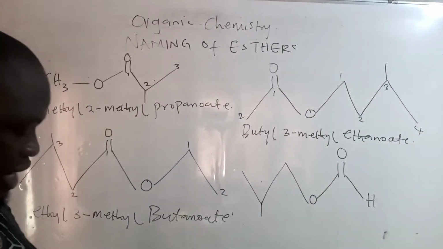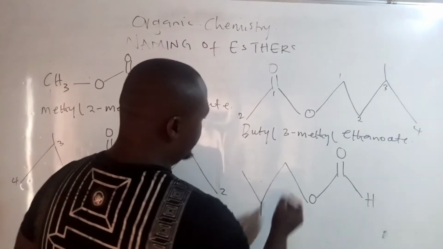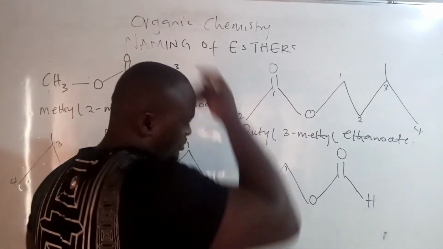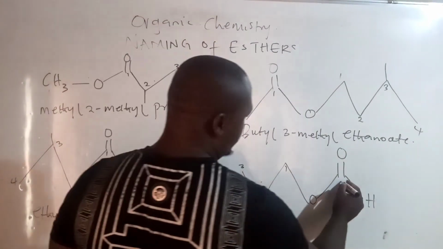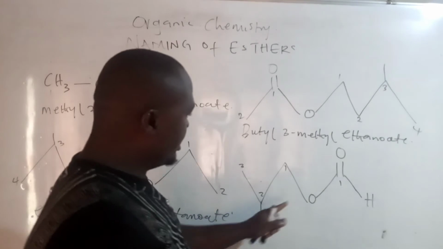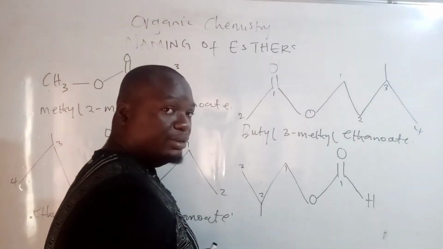So the same thing applies here. We'll start naming from this side, right? So this is 1, 2, and 3. This place is just 1 because of this hydrogen. We stop here. So we start naming this side. Remember here is 1, 2, 3, propyl.